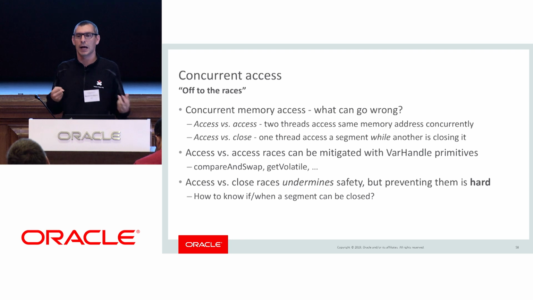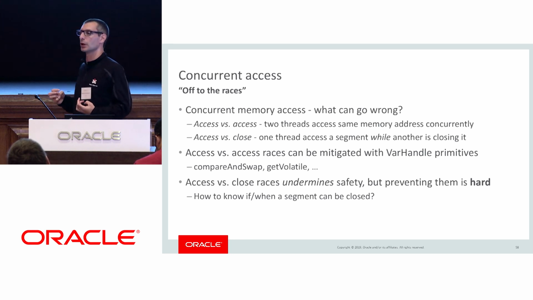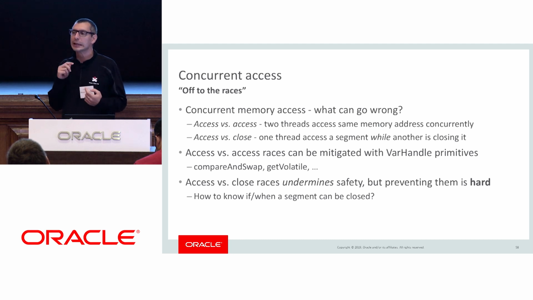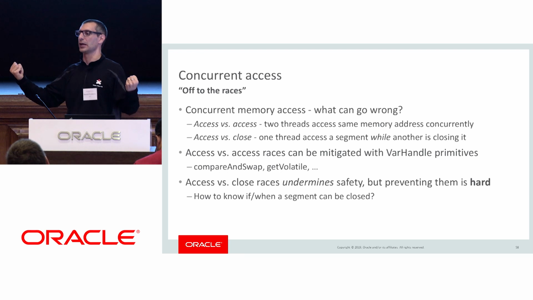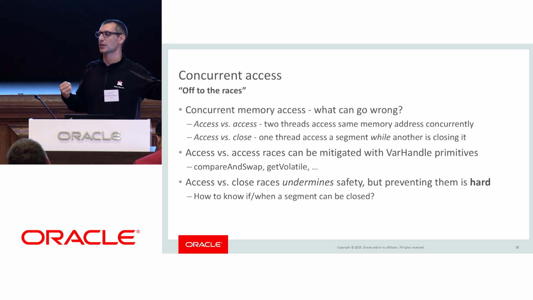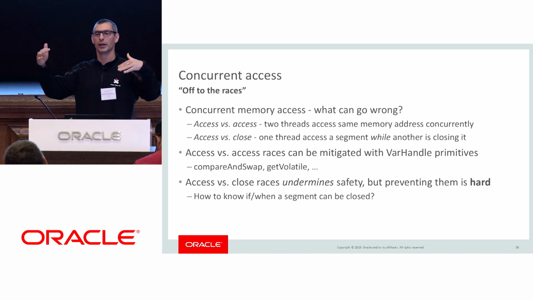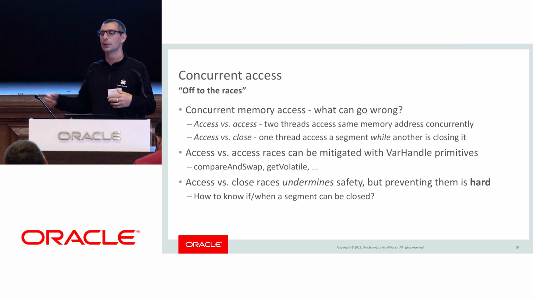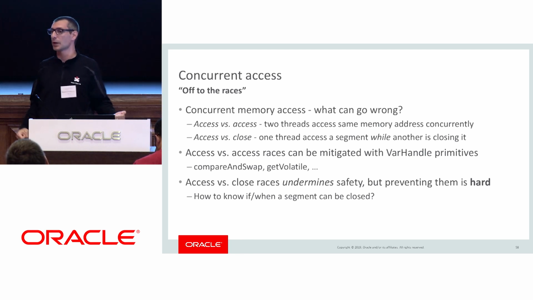After all, the variable API has perfectly capable primitives in order to handle that. But there is a more sneaky problem here, which is the access versus close race. So one thread is trying to access a segment, and the other thread is trying to close the same segment. In this case, depending on what the scheduler does, it's completely possible for a thread to believe that the segment is still open and try to access it, but in reality, the segment has already been closed.